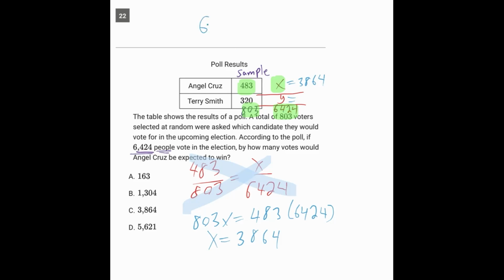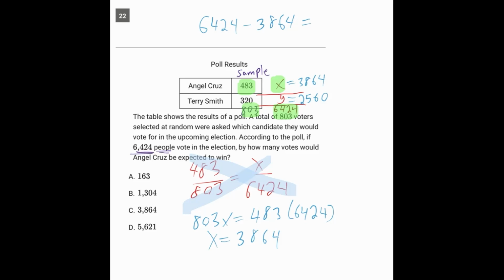So if we plug that in here, now we can just subtract to get the value of Y. That'll be 6,424 minus the 3,864, and that gives us 2,560. So now we've got all the values. We've got the exact number of people who voted for Cruz and for Smith.